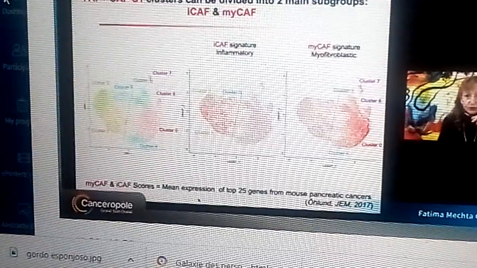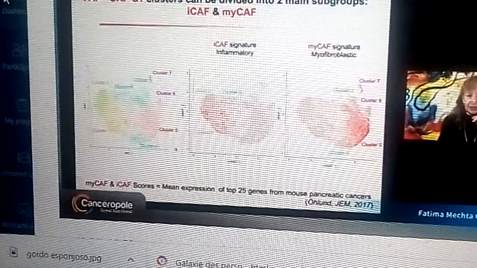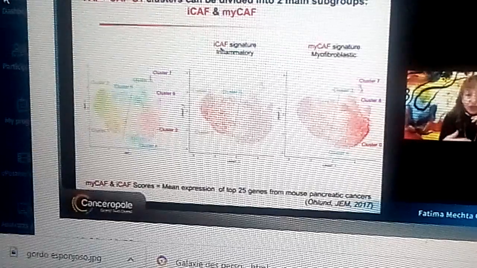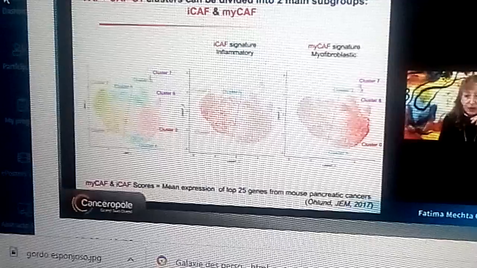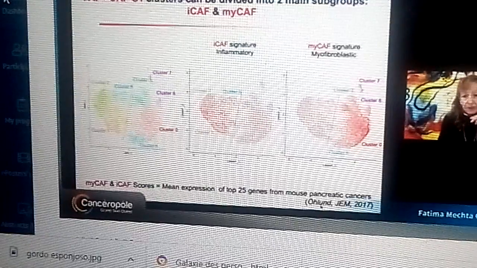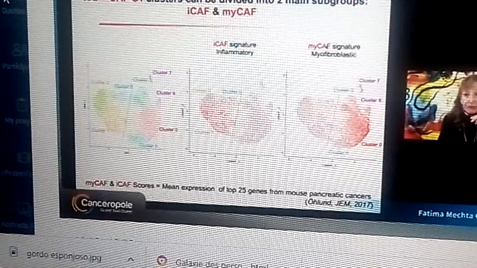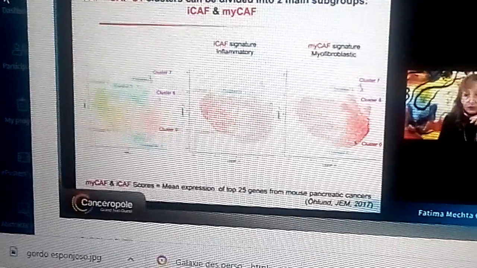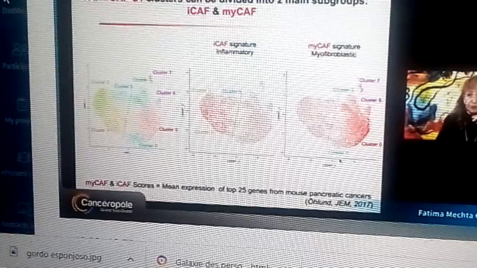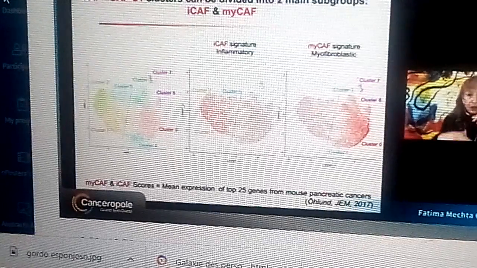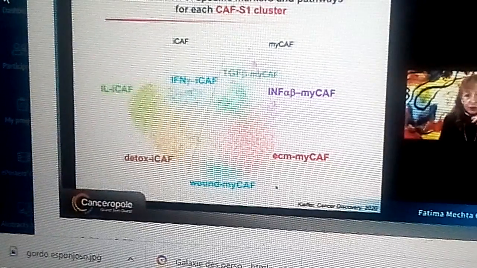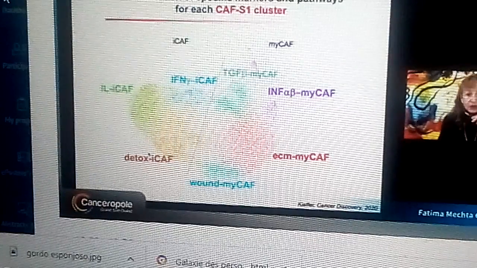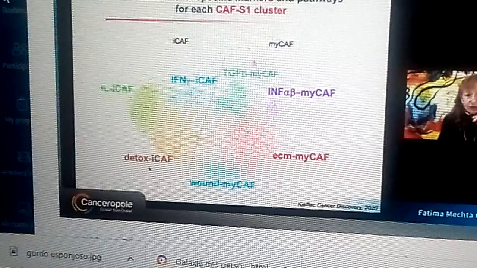We first observed that these different clusters can be divided into two main groups. The first one gathers 3 clusters which express the iCAF signature previously identified in Daniel Öhlund's lab. The second expresses the myCAF signature, a more myofibroblastic signature, with huge expression in the right part of the UMAP representation. Then we decided to call these different CAF subsets according first to the iCAF and myCAF signature enrichment and to the different signaling pathways that we could identify based on the differentially expressed genes.